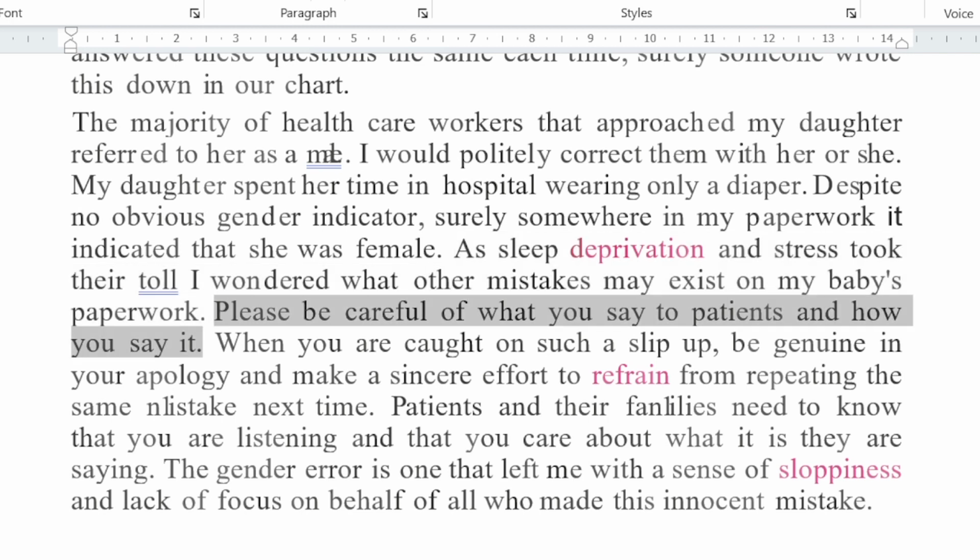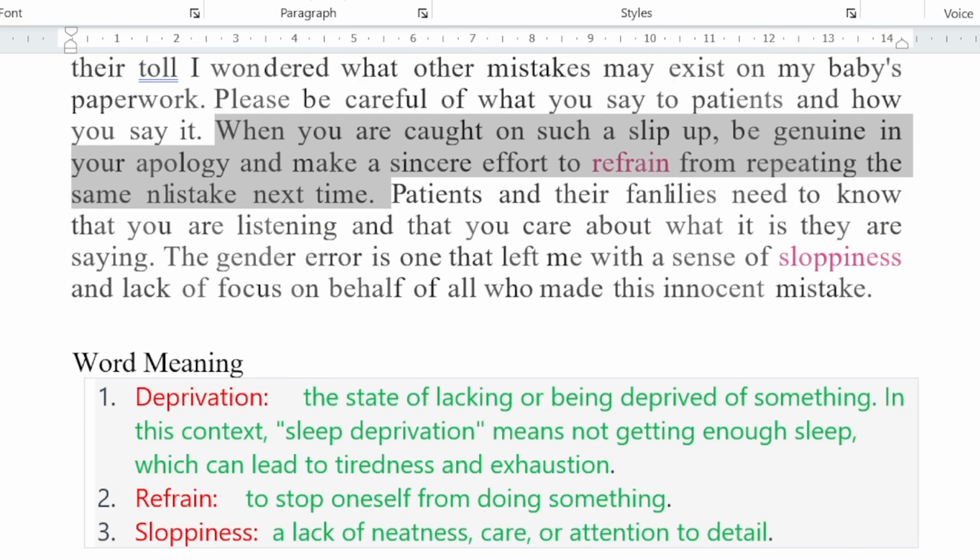Please be careful of what you say to patients and how you say it. So the speaker is requesting healthcare workers to be cautious and thoughtful in their words and how they communicate with patients. When you are caught on such a slip up, be genuine in your apology and make a sincere effort to refrain from repeating the same mistake next time. So if healthcare workers make a mistake like referring to someone by the wrong gender, they should apologize sincerely and make a genuine effort to avoid making the same mistake again.